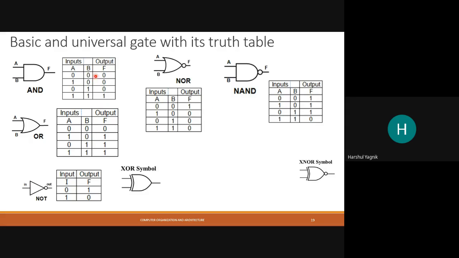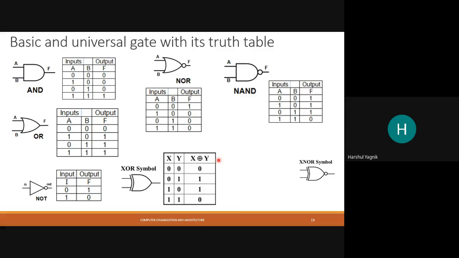NAND logic is complement of output of AND operation. What is the AND operation? Output is 1 only when both inputs are 1. So what happens in NAND? Output is 0 only when both inputs are 1. When both inputs are 1, then and then only output is 0. Otherwise output is 1.